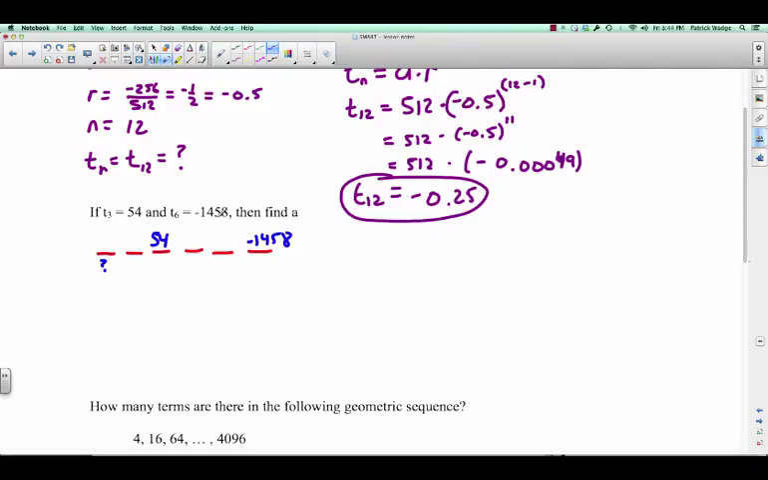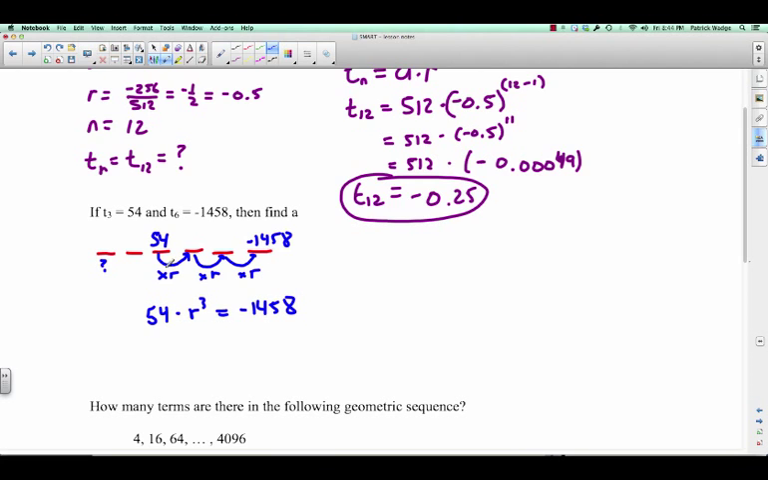The first term. So just like we did before, you could ask yourself, what do you have to do to this term to get to that term? So in an arithmetic sequence, you'd have to add the common difference. But in a geometric sequence, you would have to multiply by the common ratio. To go from that term to that term, multiply by the common ratio. To go from that term to that term, multiply by the common ratio. So our equation we're left with is 54 times r times r times r. That's a faster way of saying r times r times r. Not 3r, but r cubed equals negative 1,458.